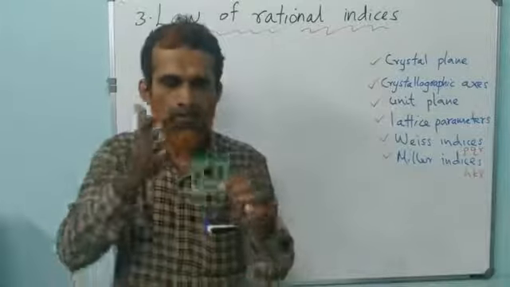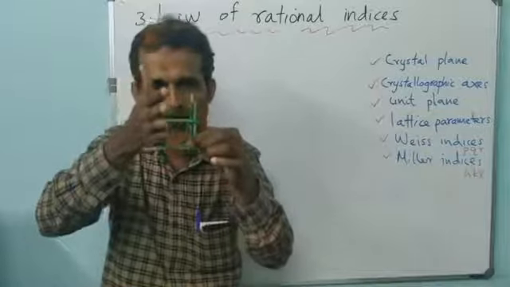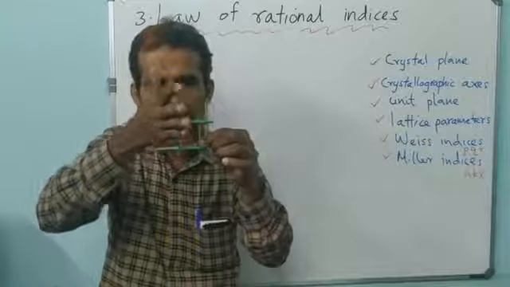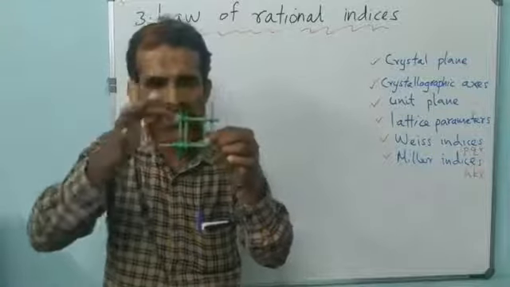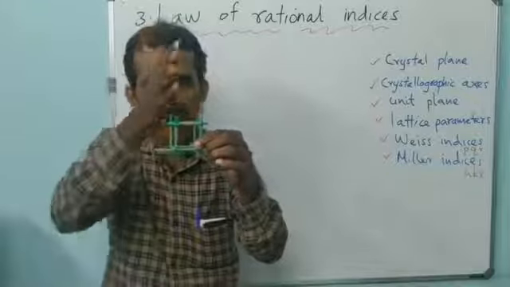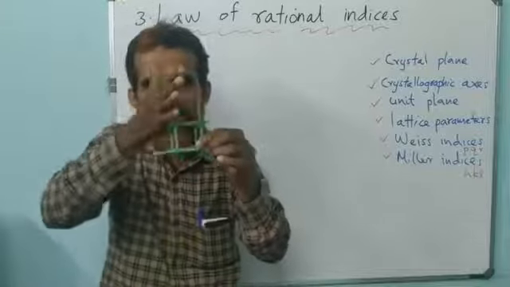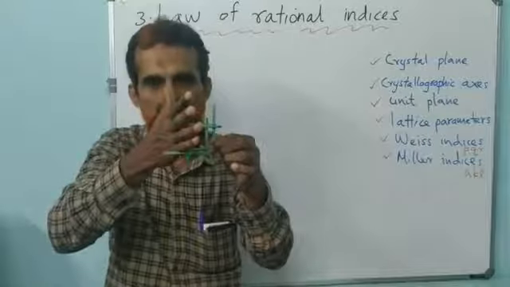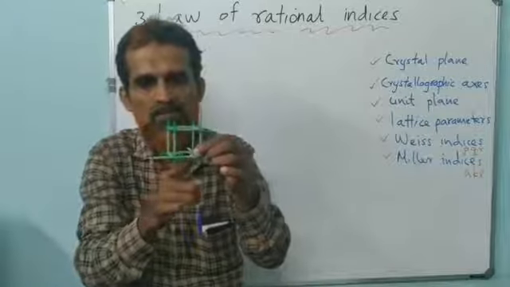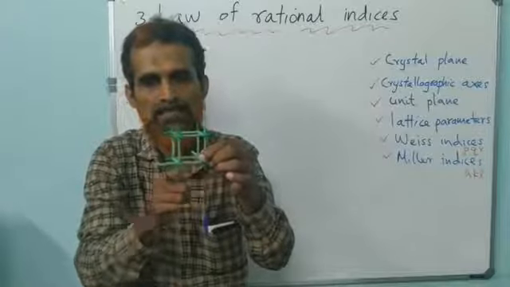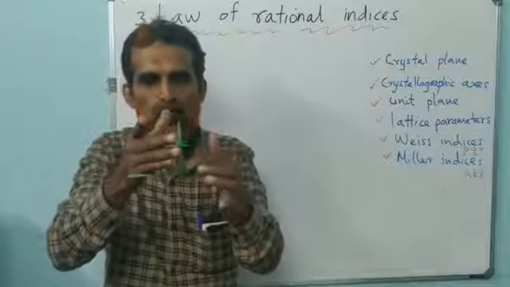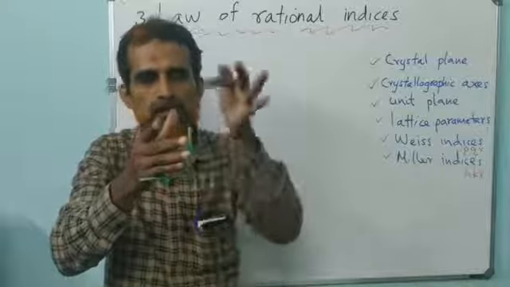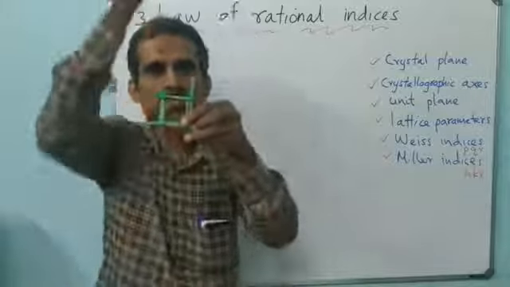For example, consider this plane. I am considering this crystal plane passing through these four constituent particles. You can see that this plane is cutting which axis? x-axis at this point, correct? So this is the intercept along x-axis. What about y-axis? It is not cutting. y is going like this, the plane is going like this, it's parallel.